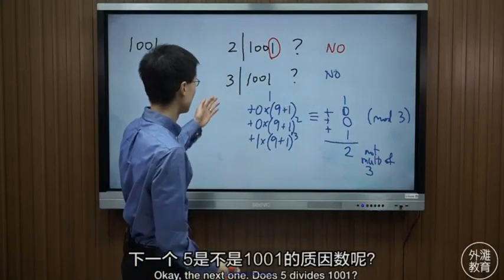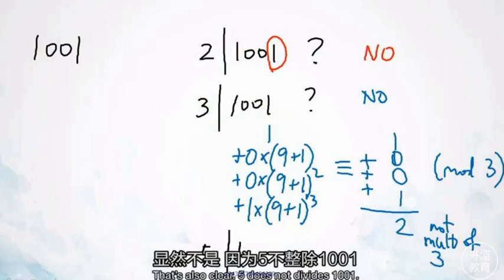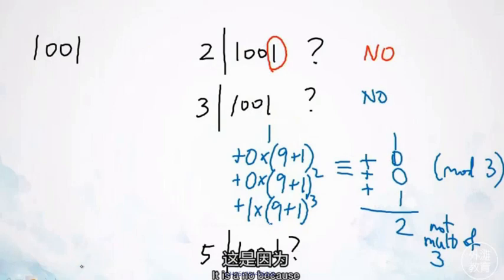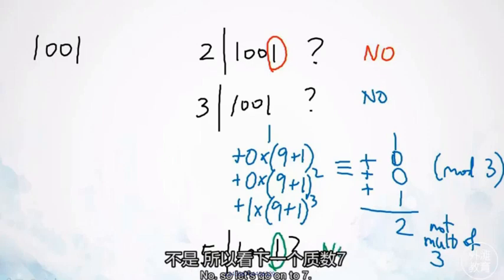Okay, the next one, does 5 divide 1001? That's also clear. 5 does not divide 1001. It's a no, because the last digit is all you have to check. With 5, no. So let's go on to 7.